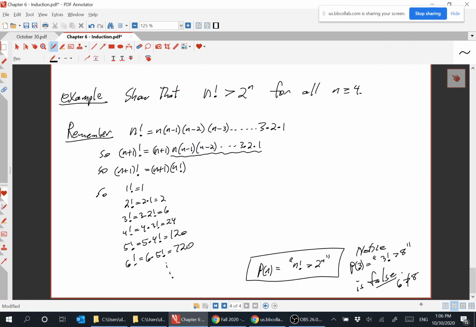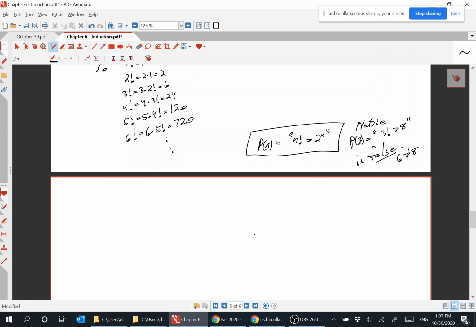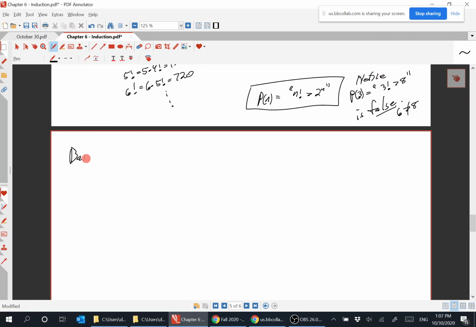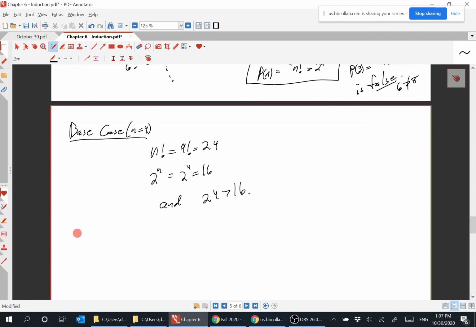All right. Oh, we got it right here. Okay, so the base case is when n is equal to 4. Well, in the base case, n factorial is 4 factorial, which is 24. Right? 4 times 3 times 2 times 1. And 2 to the n is 2 to the 4th, which is 16. And yeah, 24 is bigger than 16. So you're good to go there. Base case. Induction step.